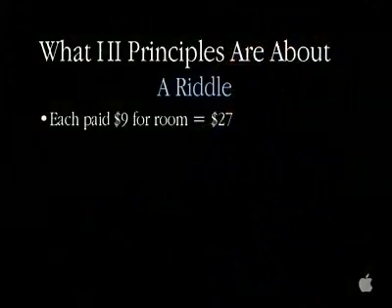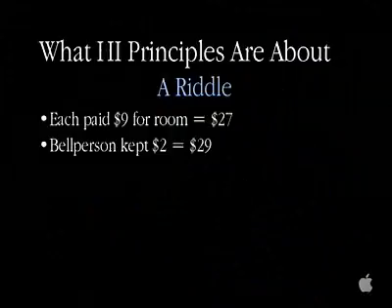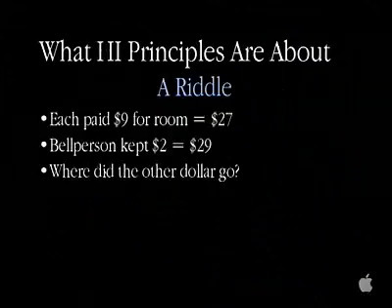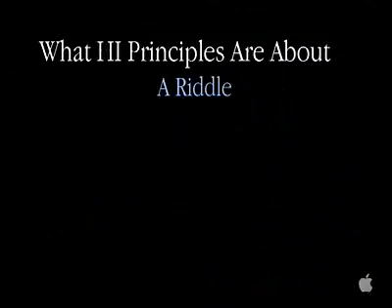So let's see what we've got so far. They each paid $9 for the room. That's $27. The bell person kept $2. That's $29. Where'd the other dollar go? Now, it's early in the morning, hopefully, and at least some of you aren't quite sure where that dollar went.